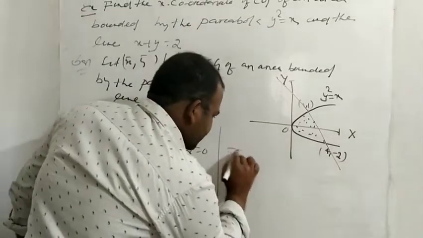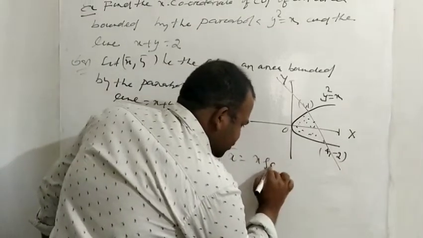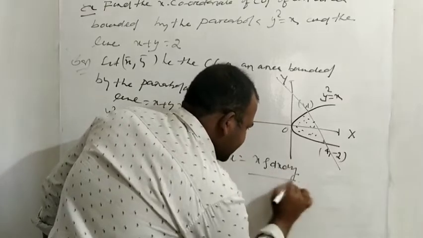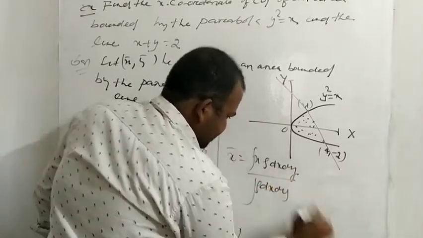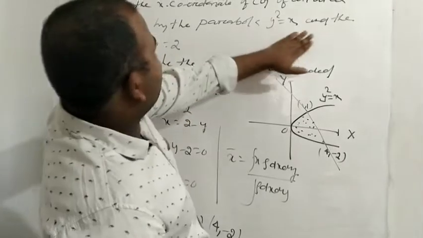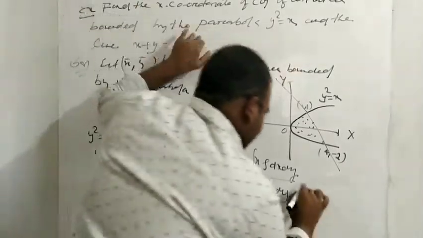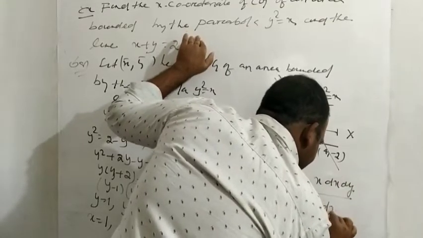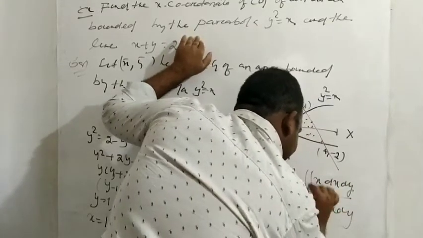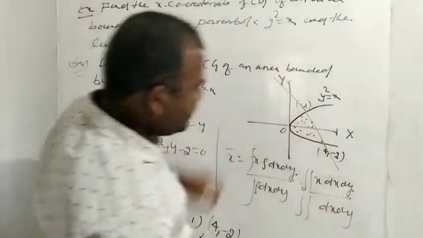So what is the value of x bar? What is the formula? x rho dx dy upon rho dx dy. But the value of rho is not given. So hence it is x dx dy upon dx dy. So you will find out the double integration.